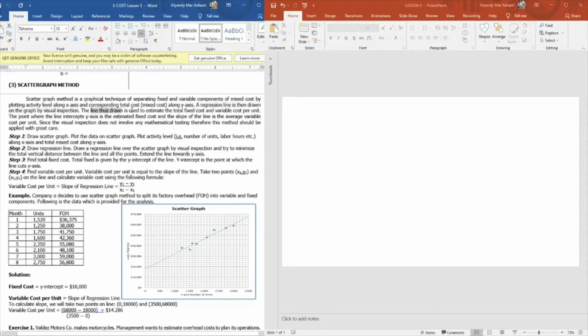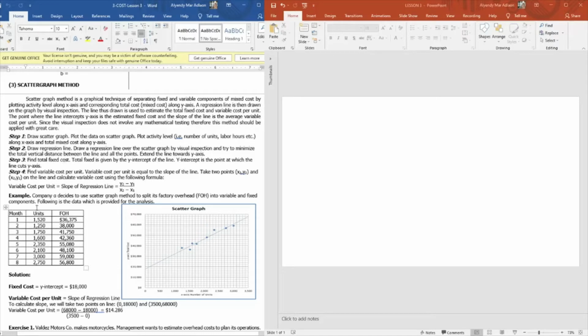So through the points here, we are going to make a regression line. The line thus drawn is used to estimate the total fixed cost and the variable cost per unit. The point where the line intercepts the y-axis is the estimated fixed cost, and the slope of the line is the average variable cost per unit. Since visual inspection does not involve any mathematical testing, this method should be applied with great care.